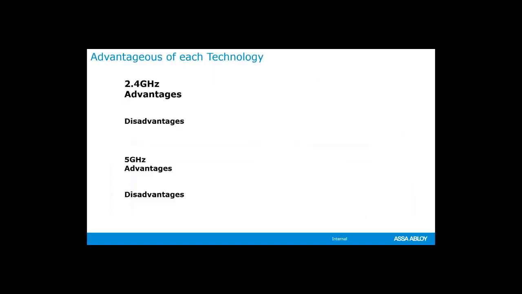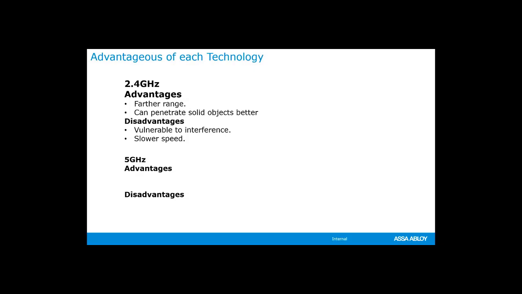So here's a quick comparison. With 2.4 gigahertz, some of the advantages are the signal can go further and it can penetrate solid objects better than 5 gigahertz. Some of the disadvantages: it's vulnerable to interference because it is not regulated, and it does have slower speeds.